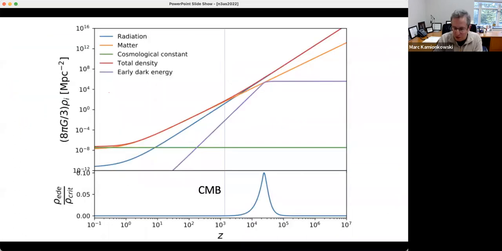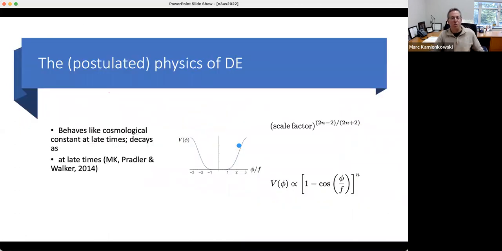We also mentioned two possibilities for new physics, toy models for new physics. One is a scalar field with a confining potential V of phi that has a potential of 1 minus cosine phi over f to the n, where n is equal to 2 or greater.